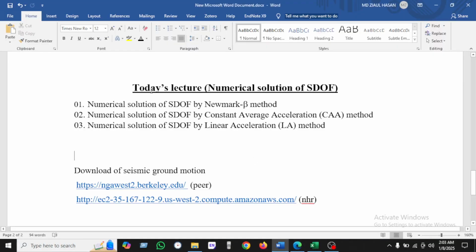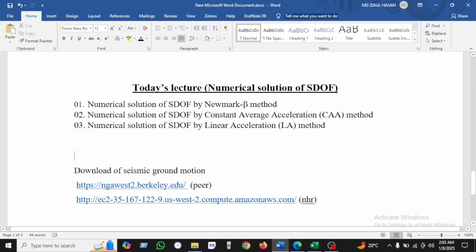Hello everyone, today I will deliver a lecture on numerical solution of SDOF. SDOF means single degree of freedom. Firstly I will cover the numerical solution of single degree of freedom by the Newmark-Beta method, and then by the constant average acceleration method, which is called the CAA method, and then by the linear acceleration method, which is the LA method.